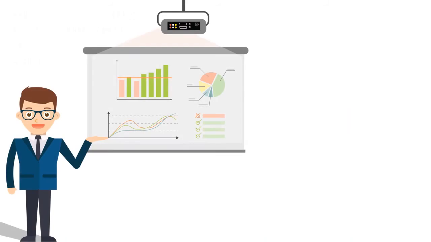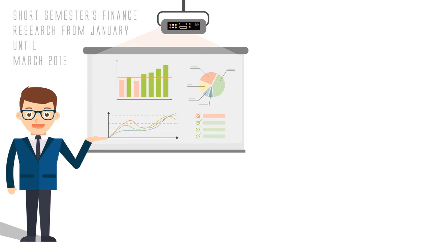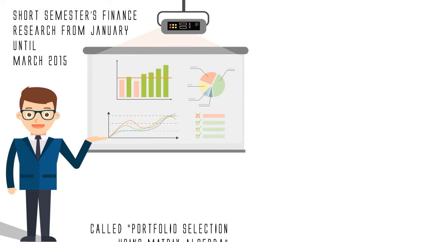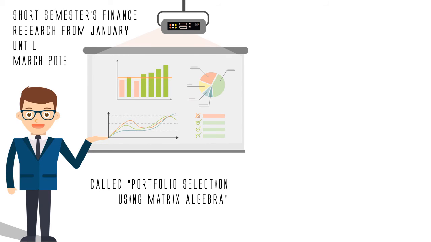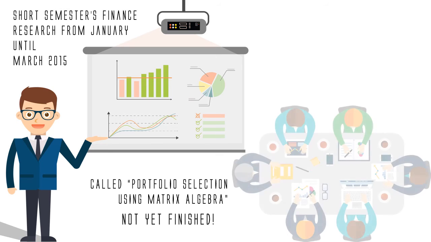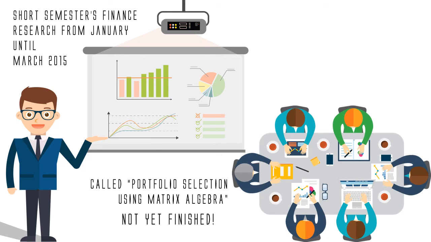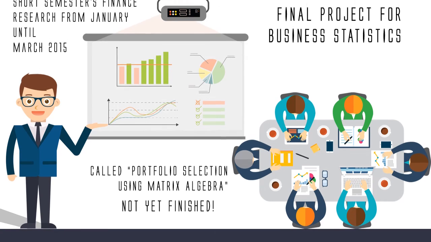The idea of creating a portfolio optimizer begins in short semester finance research from January to March 2015, called Portfolio Selection Using Matrix Algebra. However, the research is not yet finished. Out of curiosity, uPort team managed to continue making the Portfolio for Business Statistics final project.